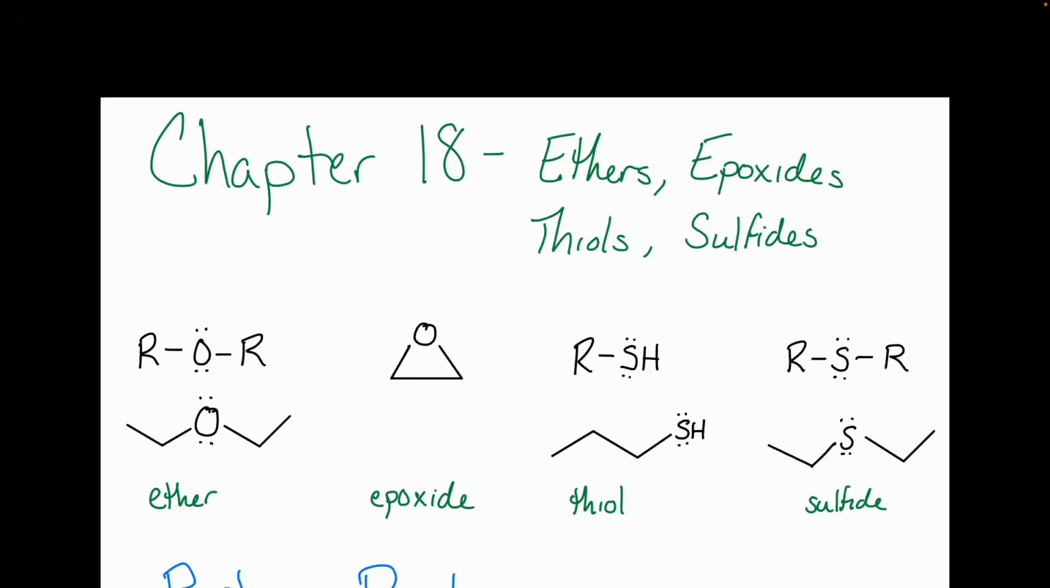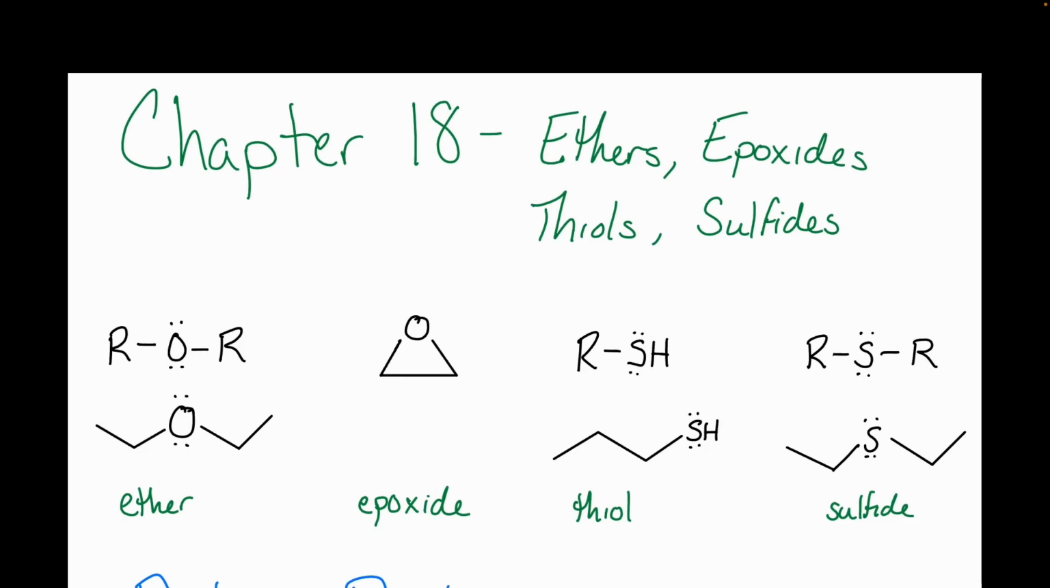Okay, all right. So we're going to finish off chapter 18 today. We spent a lot of last lecture talking about the first of these four functional groups, ethers, and now we're going to focus our attention onto these epoxides, and then we'll talk a little bit about thiols and sulfides here at the end as well.